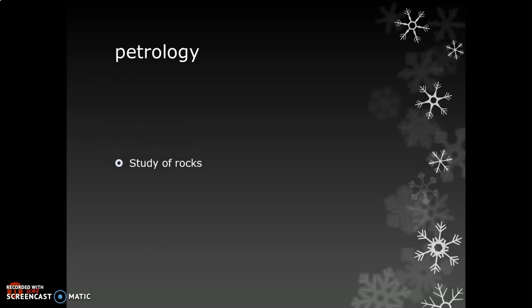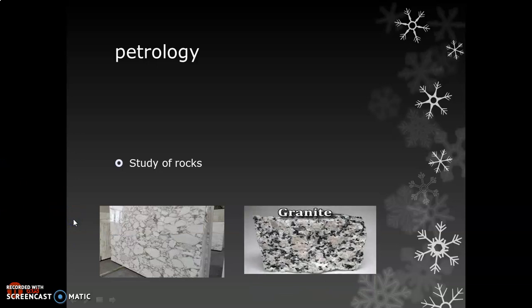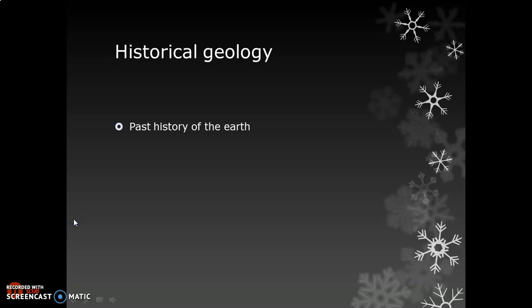So this branch deals with the study of rocks, and also it deals with the amount of force that can be withstood by a particular rock. Here I have shown you some of the rocks. This one is marble, and this is a granite. Next branch is historical geology, and it deals with the past history of the earth. We can say rocks are the pages of Earth's history. From the fossils and all, we can learn what happened in prehistoric days.